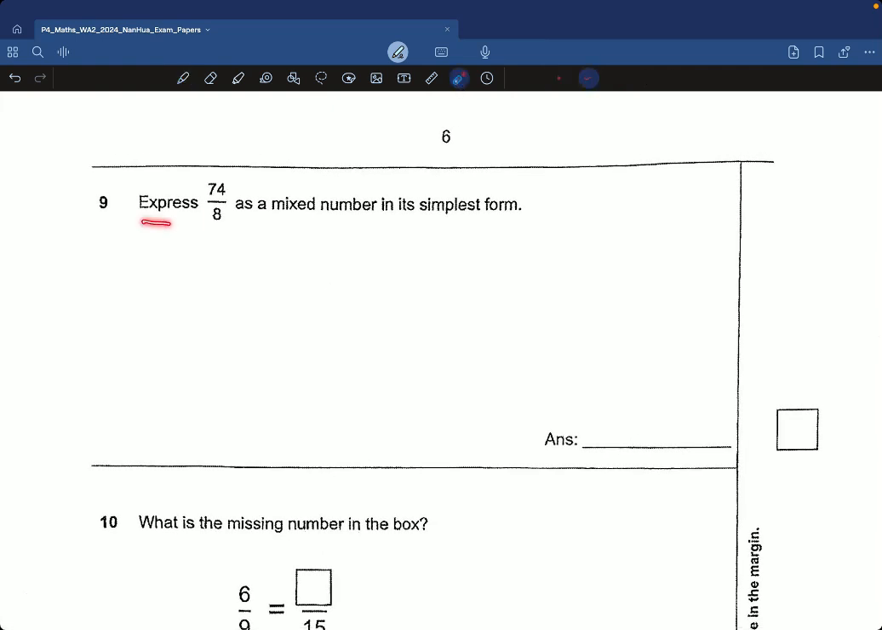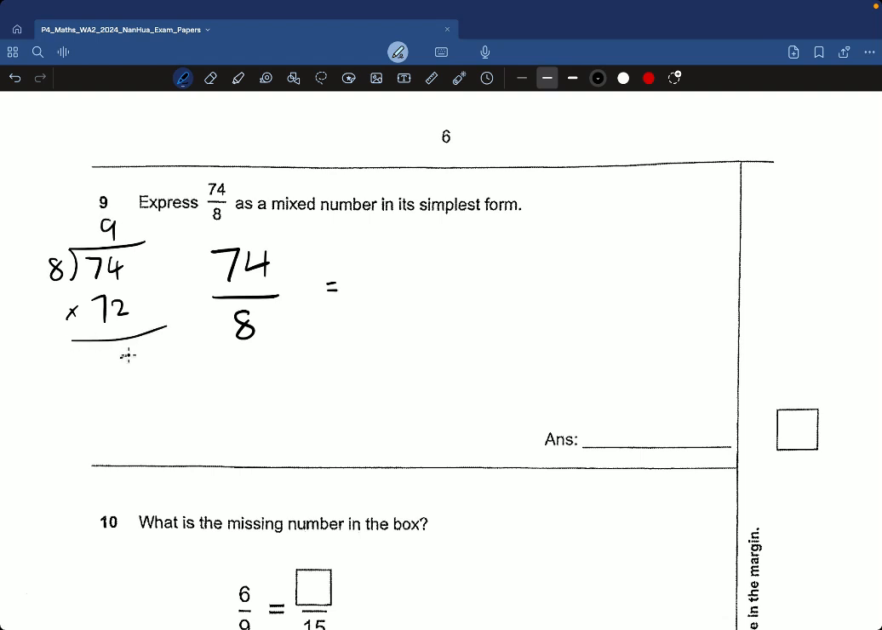Question 9. Express 74 out of 8 as a mixed number in its simplest form. Okay, so what we can do is basically I'm just going to write down 74 out of 8. And how do we make it into a mixed number? So you have 74 divided by 8. Okay, so what you can do is you can get the closest to 74. What do you think is the closest to 74? 72. So what gives 72, which is 9? 9 times 8 is 72 and gives us the remainder 2, right? So the quotient is 9 and the remainder is 2.